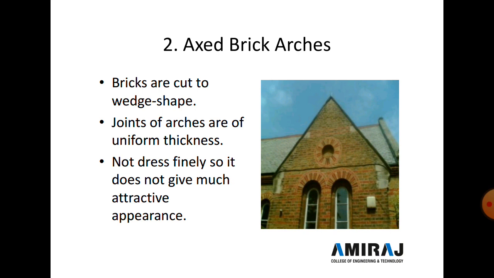So see this in the figure, the brick is cut in a wedge shape. Here, in the inner part, we cut a small portion, and in the outer part the brick is put as it is, and the joint of the arch is of uniform thickness because here we cut the brick as a wedge shape and not raised. Finally, it does not give a very attractive appearance.